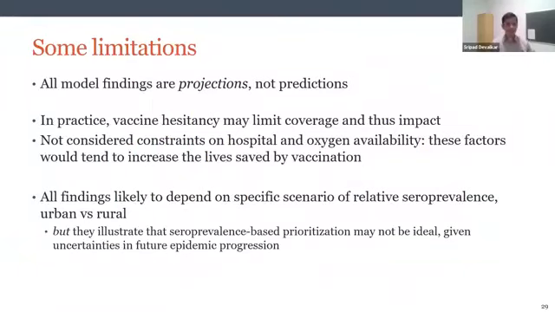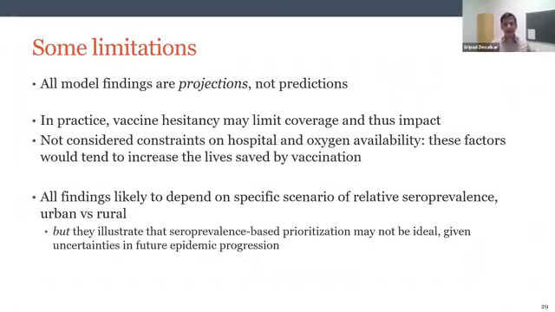So some limitations. The tendency is to think about whatever a model says as predictions, but that's not the case. These are just projections. And our model is limited based on the assumptions that we've made. Specifically, we do not capture vaccine hesitancy, and that will have an impact on how much coverage can actually be reached, and therefore what the impact of vaccination is. What we also did not model in when we did the cost saving estimation is constraints on hospital and oxygen availability. And so if these factors were captured, then it would have led to a significant increase in the amount of cost that was saved because of vaccination.